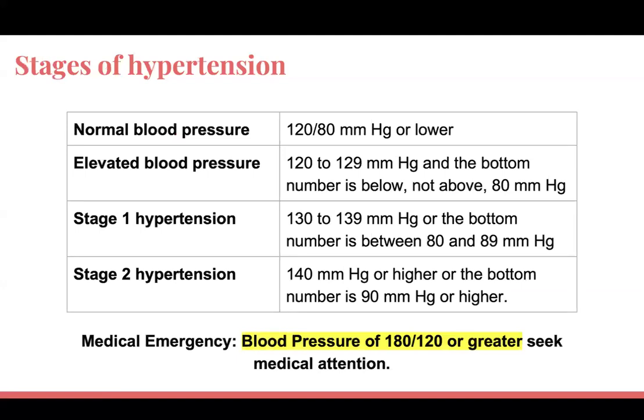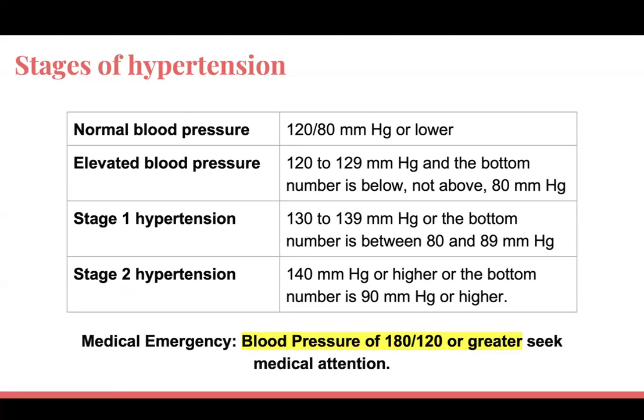A normal blood pressure is 120/80 or a little bit lower. Elevated blood pressure is when your systolic, or top number, is between 120 and 129, and the bottom number is below but not above 80. Within stage 1 hypertension, you have your systolic, again the top number, between 130 and 139, and the bottom number, or diastolic, between 80 and 89.